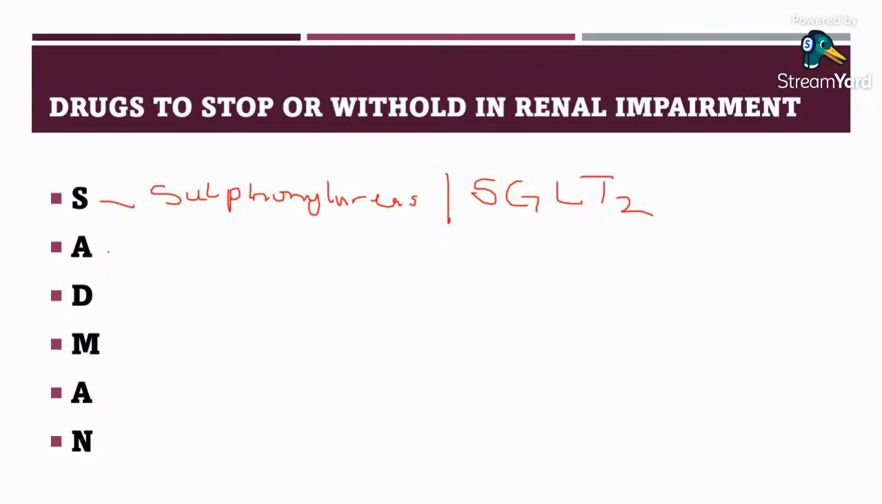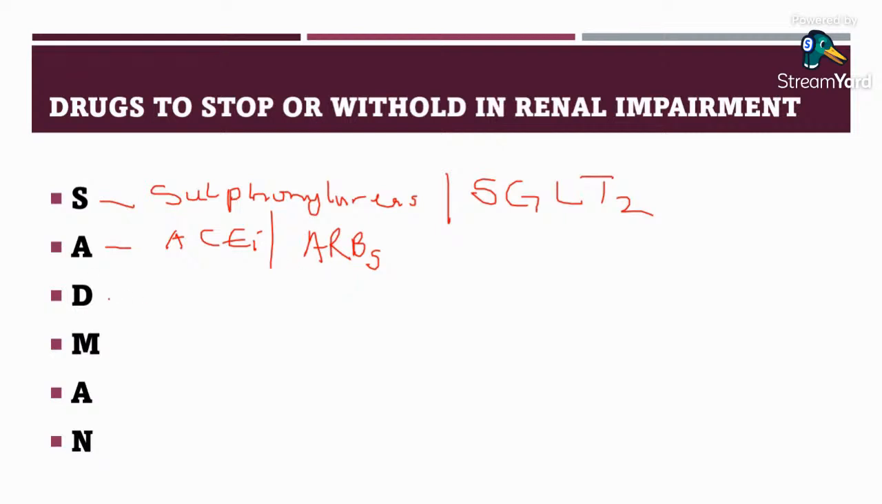The next one, A, stands for ACE inhibitors or ARBs. ACE inhibitors or ARBs are the second group of drugs that we should consider stopping or withholding in renal impairment. These drugs can potentially affect the kidneys negatively, so consider withholding or stopping these drugs.